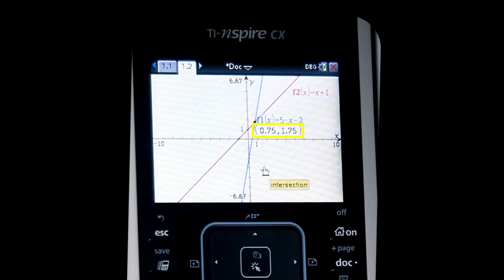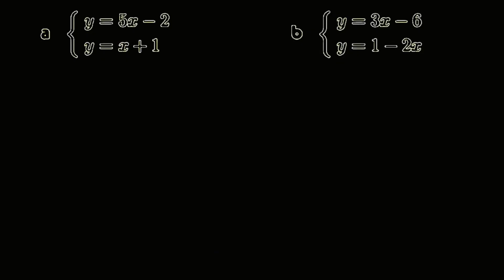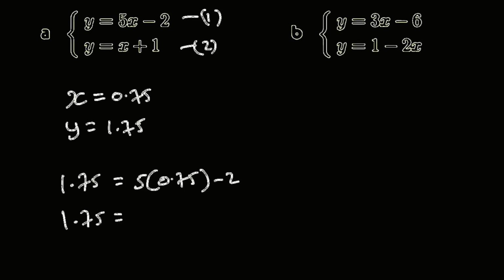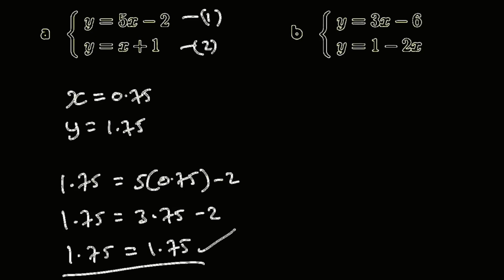If you follow the working out on the screen, you will see that that works. So I know that x is equal to 0.75 and y is equal to 1.75. All I need to do is substitute these values into equation 1 and equation 2 to see if they work. So y is equal to 1.75, equal to 5 times 0.75 minus 2. So 1.75 is equal to 5 times 0.75, which is actually 3.75, and we're going to minus 2 from that. So 1.75 is equal to 1.75. So that is perfectly correct.